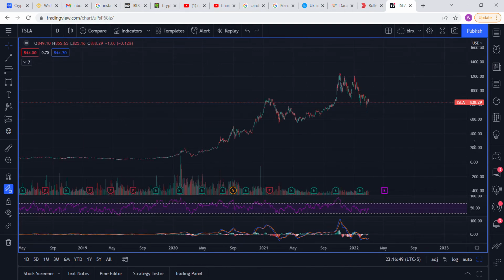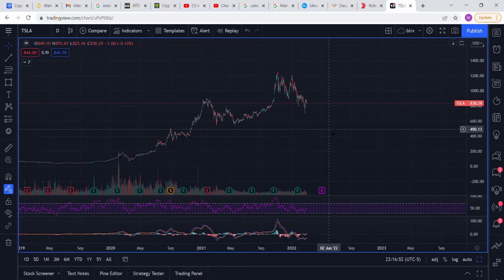Alright, so in this video, what we're going to be doing is support and resistance. Support is the bottom, the low, and resistance is the highs, the top.